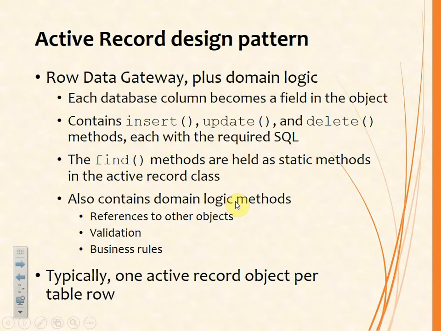Well, if we were to take that business logic and put it inside the row data gateway, we end up with an active record. The active record is a combination of the row gateway plus the domain logic. So it will still have one object of this type of class representing one row in the database. It will therefore have the insert, update and delete methods, but it will also have the business logic that will apply the business rules to that data.